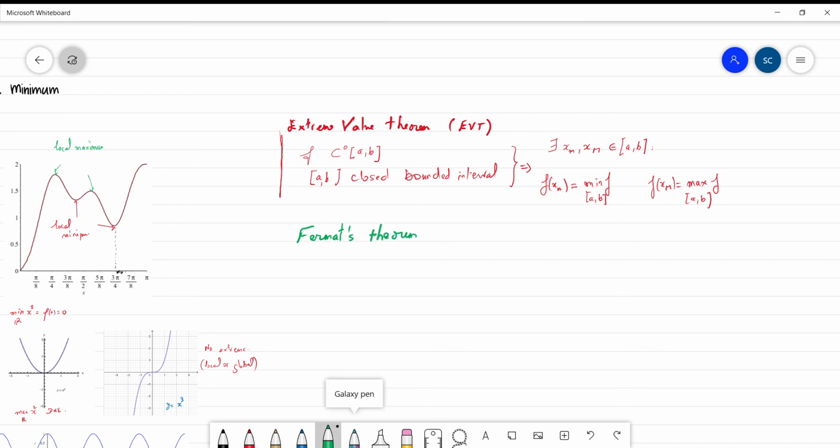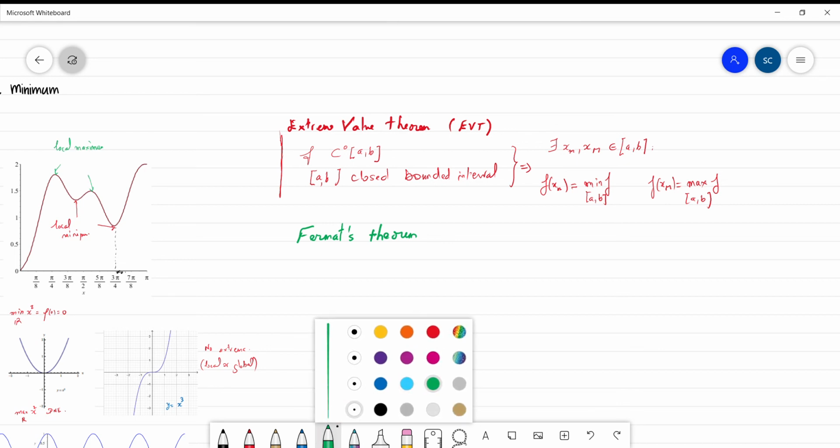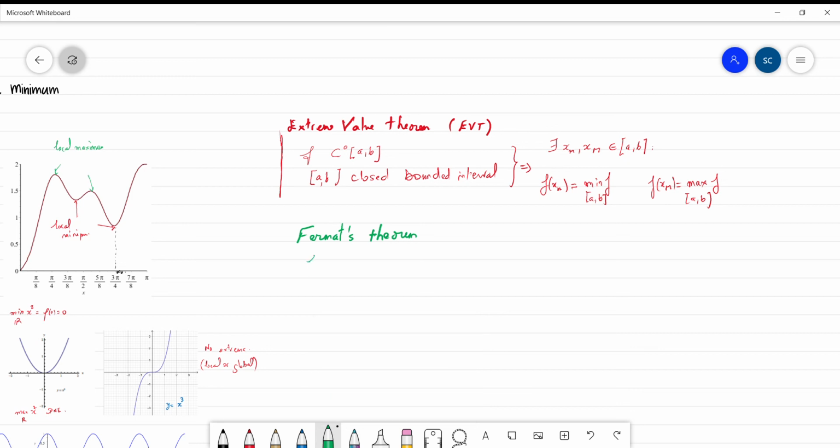So here is what it says. Fermat's theorem says the following. If we have a function f defined on an interval containing x0, and f has a local extreme point at x0, then it's a critical point.